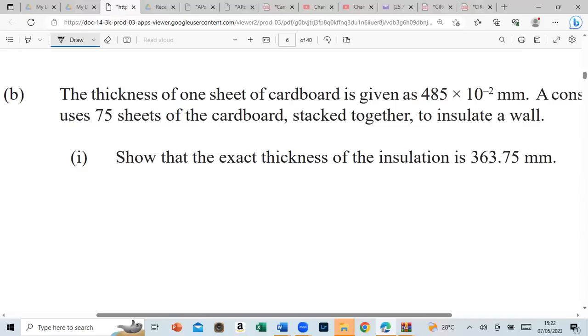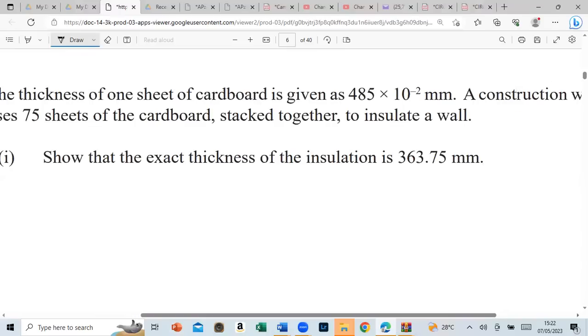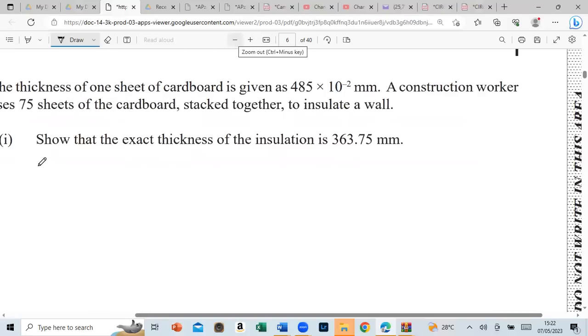Thickness of 1 sheet of cardboard is given as 485 times 10 to the minus 2 millimeter. A construction sheet uses 75 sheets of cardboard stuck together to insulate a wall. Show the exact thickness of the insulation is 363.75 millimeter. Show that now, guys.